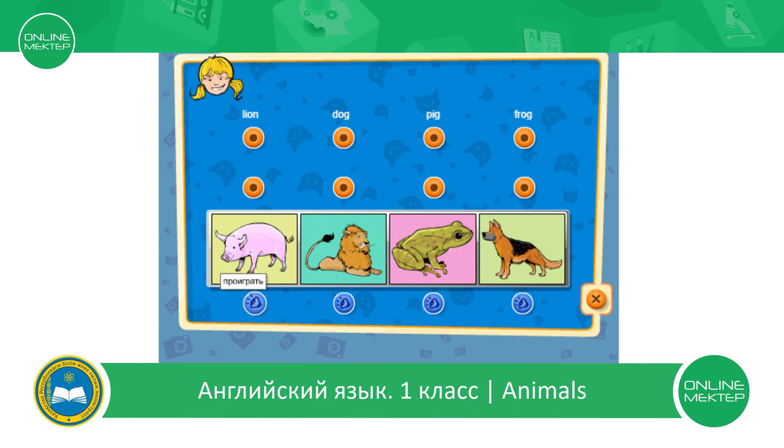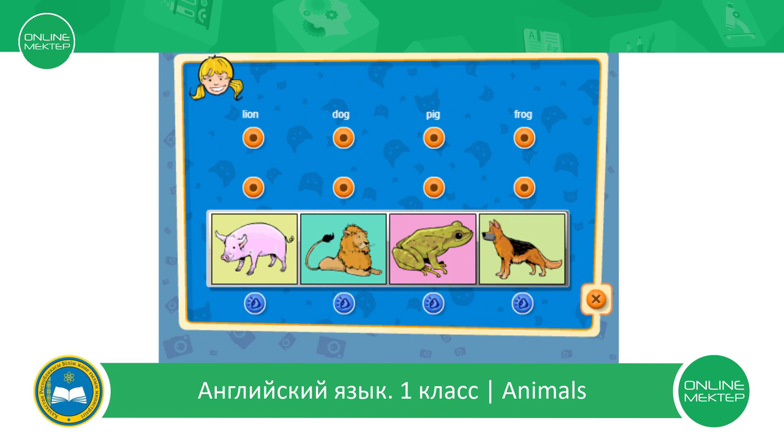Number 1. Pig. Pig. Number 2. Lion. Lion. Number 3. Frog. Frog. And the last one. Dog. Dog. Now let's do the exercise.